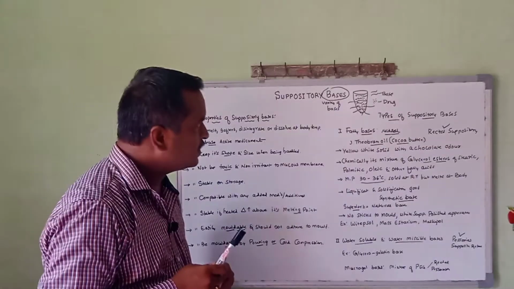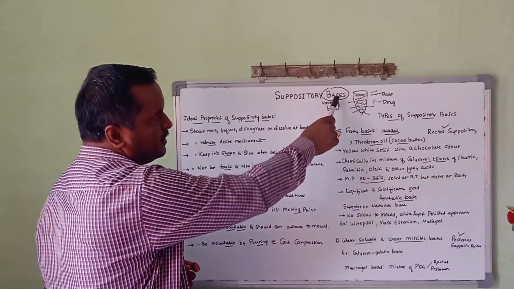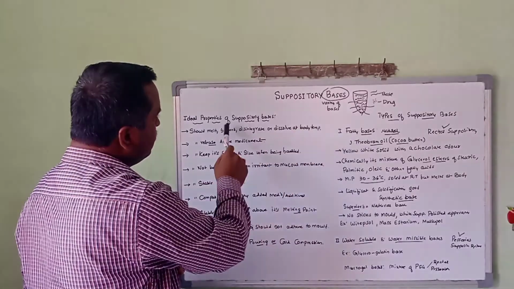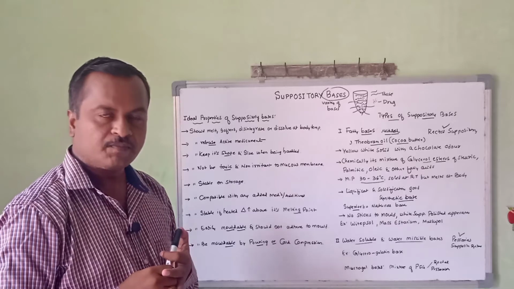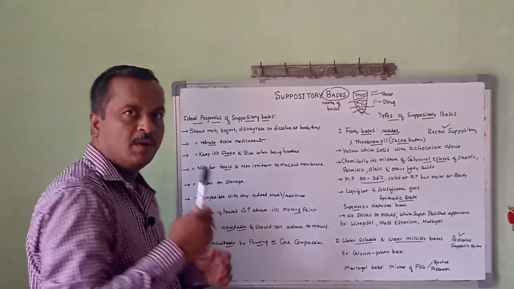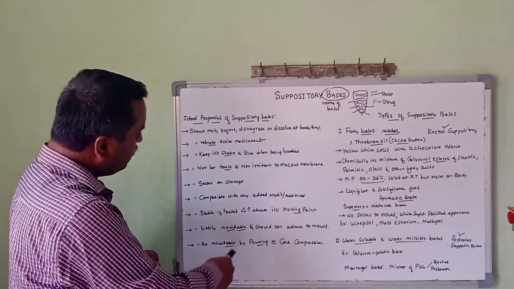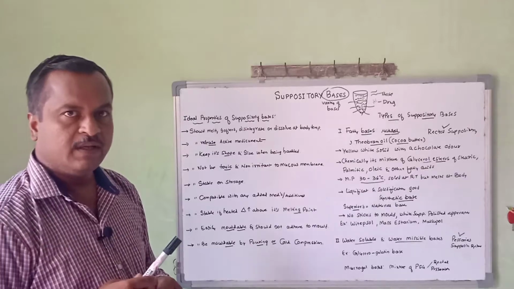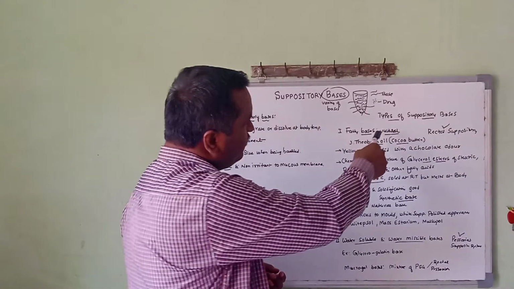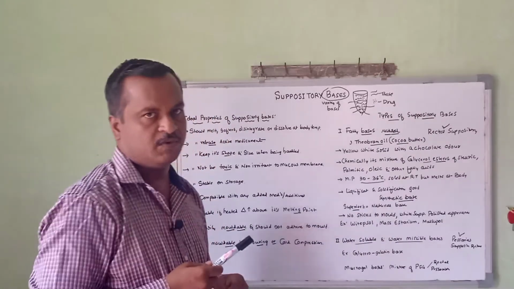Okay, so in this class what we learned is what the bases are and what the ideal criteria or ideal properties of the bases which are available in the market are, which have to be considered before making a suppository. So these are the important suppository properties we have to look at when making the suppository, and these are the different types of suppository bases which are used for making the suppository.